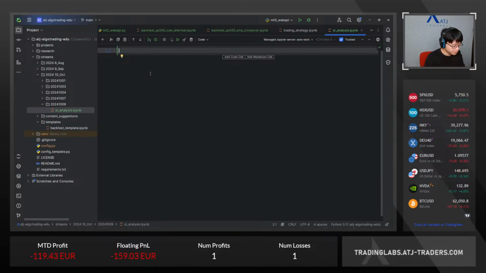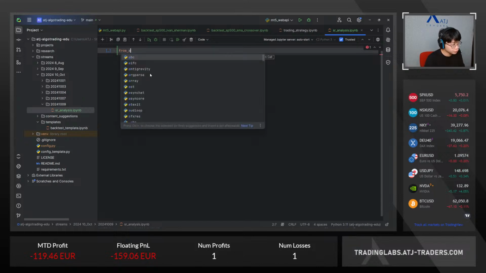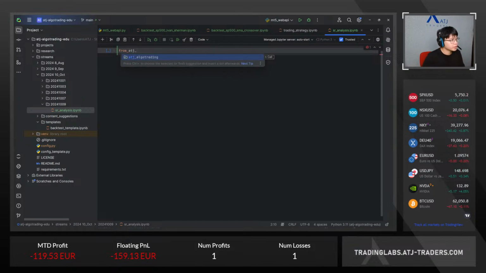So yeah, let's just import the historical OHLC data. So from ATJ Algo Trading dot backtester, let's import get OHLC history. So this is a common thing already.